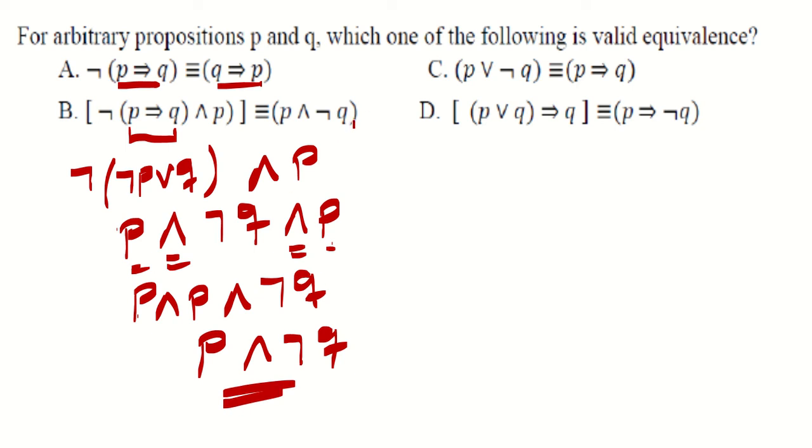So the answer will be B, because which one? For arbitrary propositions P and Q, which one of the following is valid? The valid one is B, because the left hand side and the right side are equal. We are asked to check they are equivalent. This means equivalent. They are equivalent here. We prove it step by step. We go here, and we arrived at P and negation Q, which is equal to the right side.